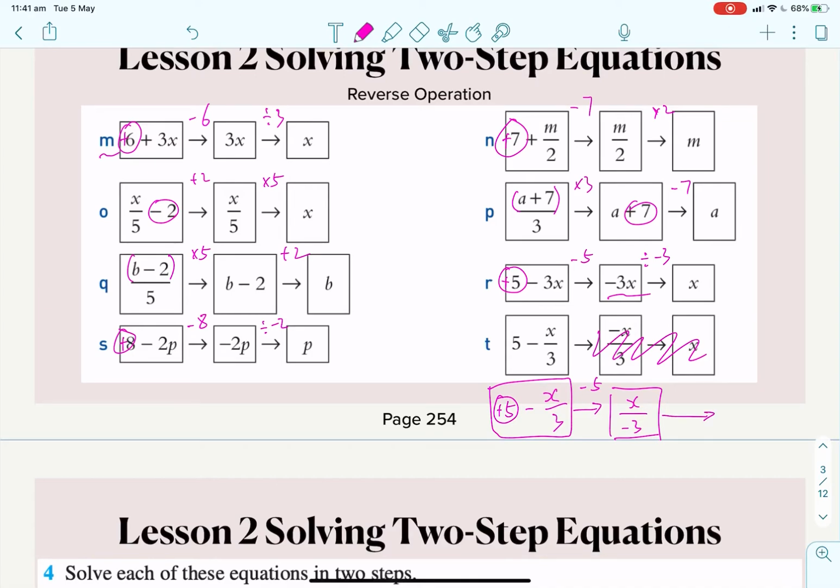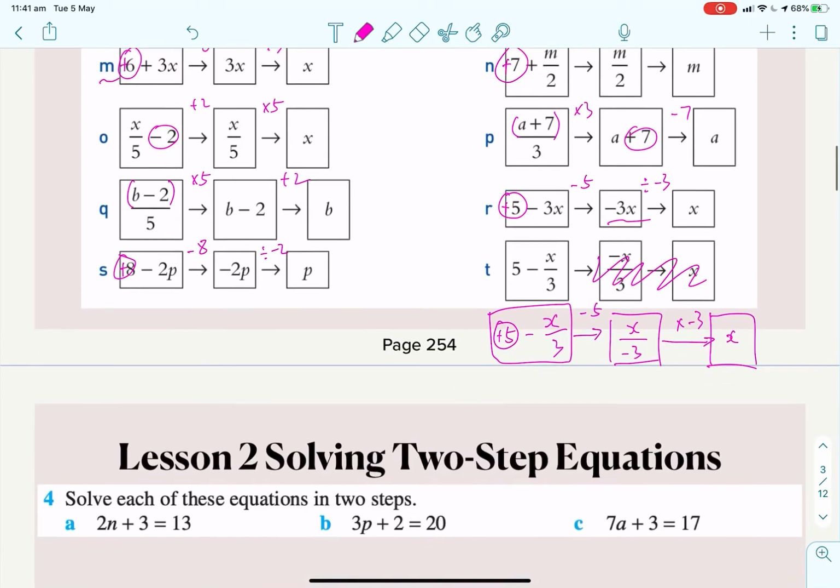Okay, so x divided by negative 3, what's opposite of divided by negative 3? Times negative 3. Whoopsie. Times negative 3. Now if we times negative 3 here, then we got x left. Okay, if you understand this part, you're basically okay with two-step equations. Okay. Now this lesson we're going to do a little bit simple two-step equations, and next lesson we're going to do a little bit more involving fractions, like what we're doing here.